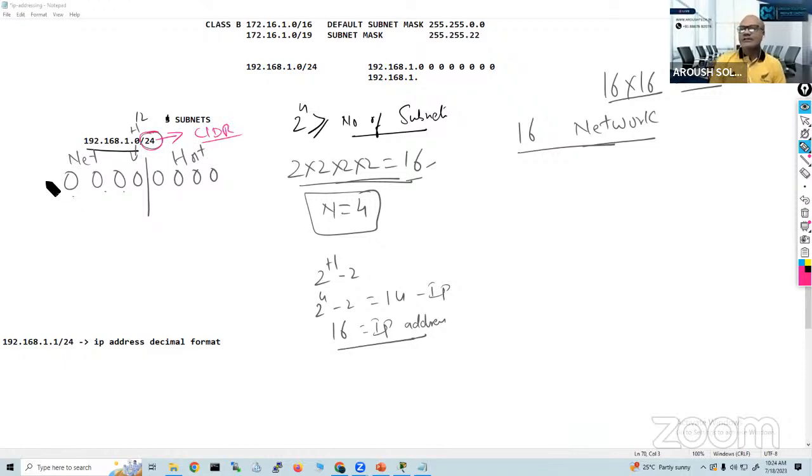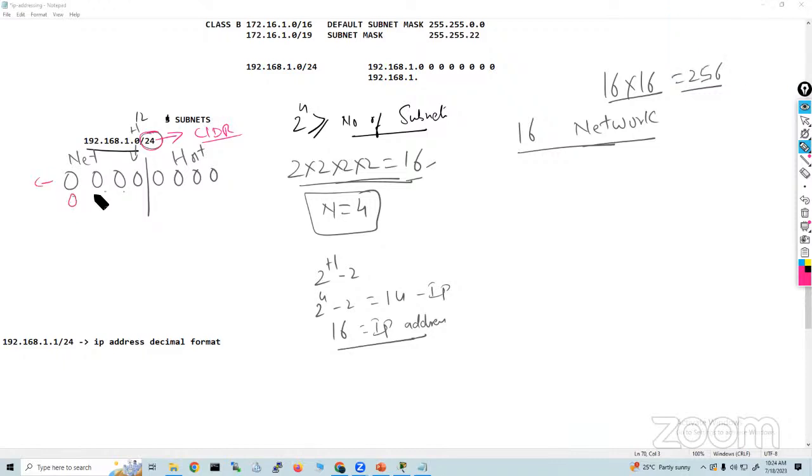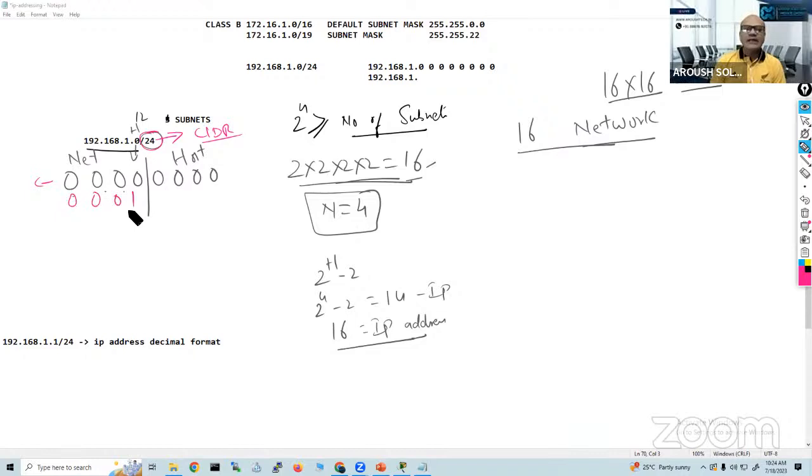Right. So this is the first network, right? Yeah. So 0, 0, 0, 1. This is the hexa value, right? This is hexa value. Now, okay, network host will get 16 IP addresses. Obviously, we'll assign the IP address.